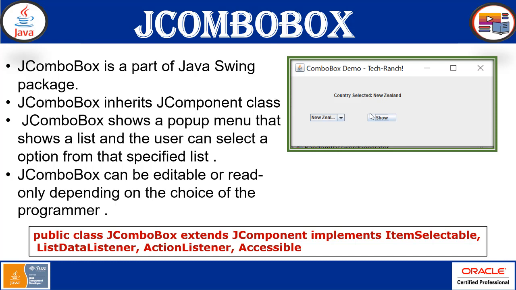To define and declare the JComboBox, we have a public class of type JComboBox that extends the JComponent class and implements the ItemSelectable, ListDataListener, ActionListener and Accessible interfaces. So these interfaces will help you override their respective already written methods in your JComboBox constructor so that you can use that feature in your application.